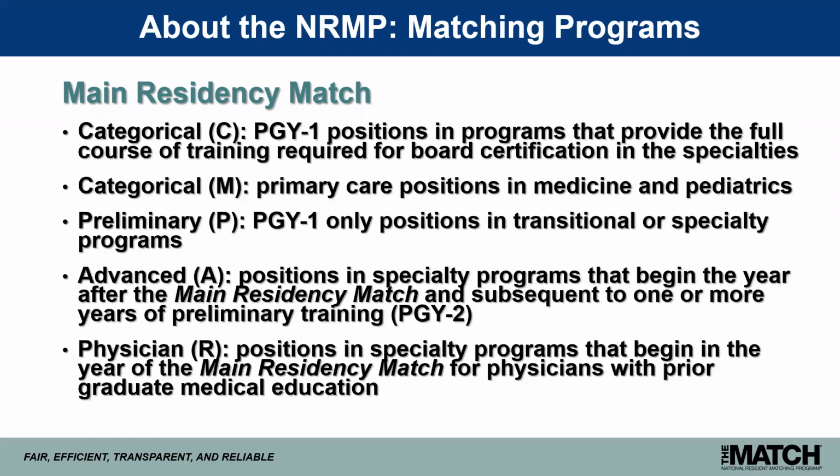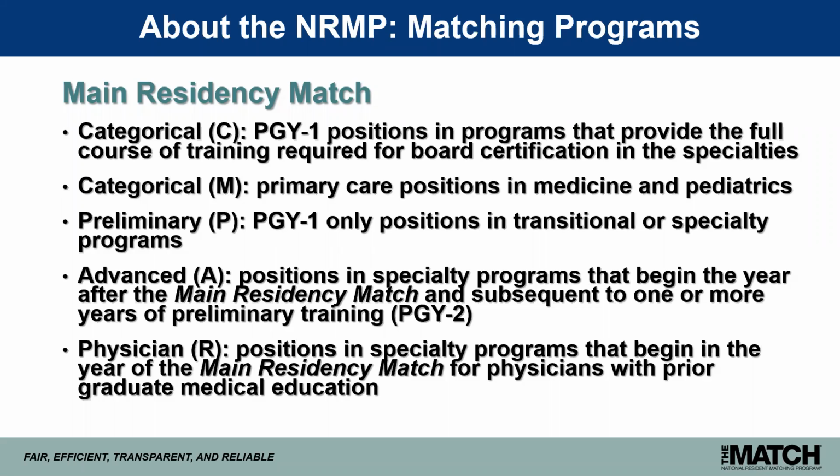There are several types of positions that are offered through the main residency match, so I thought I would very quickly review those. The categorical or C positions are PGY1 positions in programs that provide the full course of training that is required for board certification in the specialties. Categorical primary care positions, specifically in medicine and pediatrics, we designate with an M in the match. One-year preliminary or P positions are in transitional or specialty programs. And the advanced or A positions are in specialty programs that begin the year after the main residency match, so at the PGY2 level, and they are subsequent to 1 or more years of preliminary training.